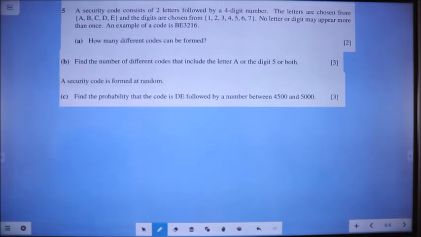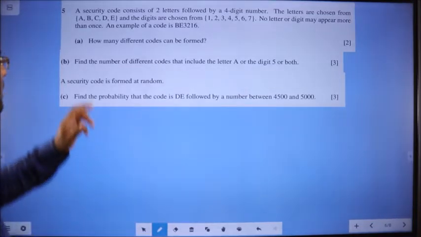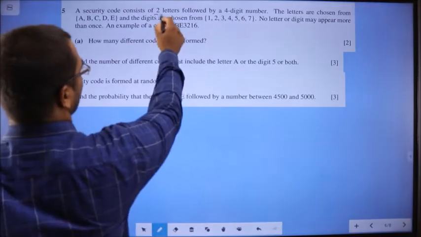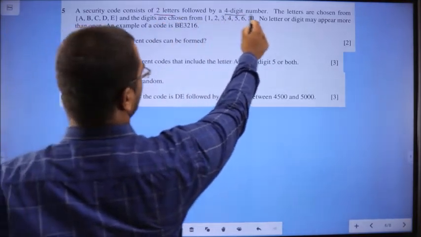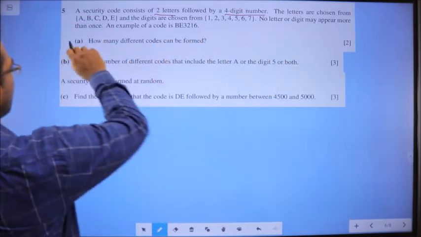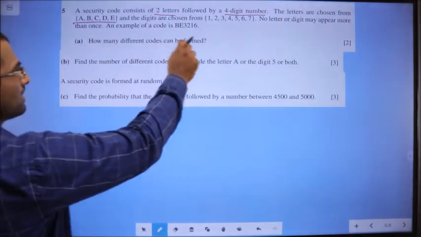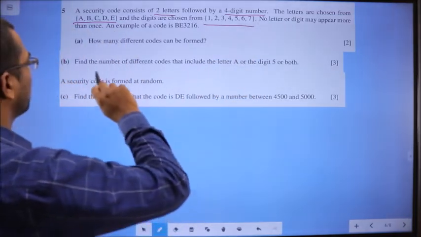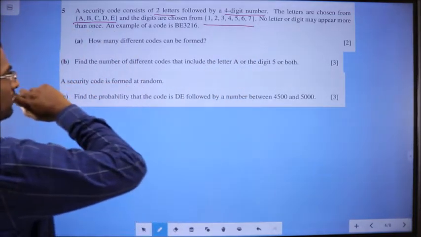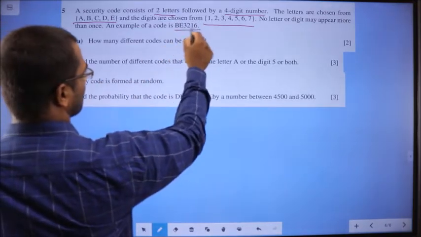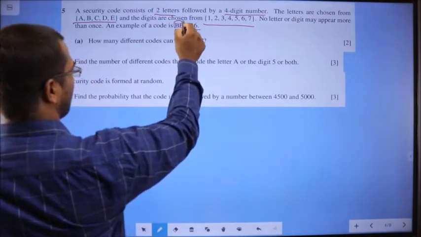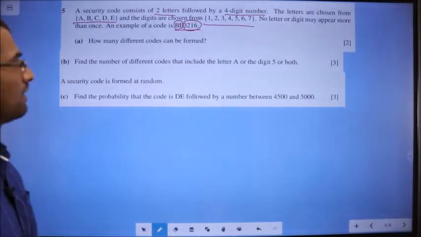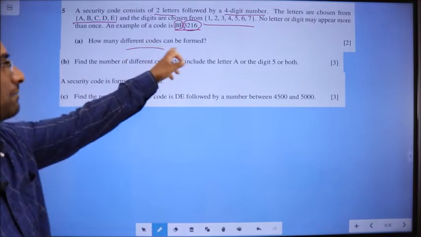Fine. Question 5. A security code consists of 2 letters followed by a 4-digit number. The letters are chosen from this and the digits are chosen from this. No letter or digit may appear more than once. An example of a code is this. So 2 are letters, 4 are numbers. Clear? How many different codes can be formed?